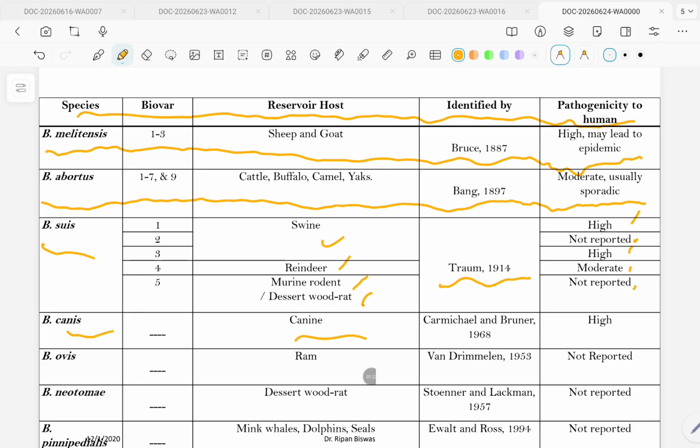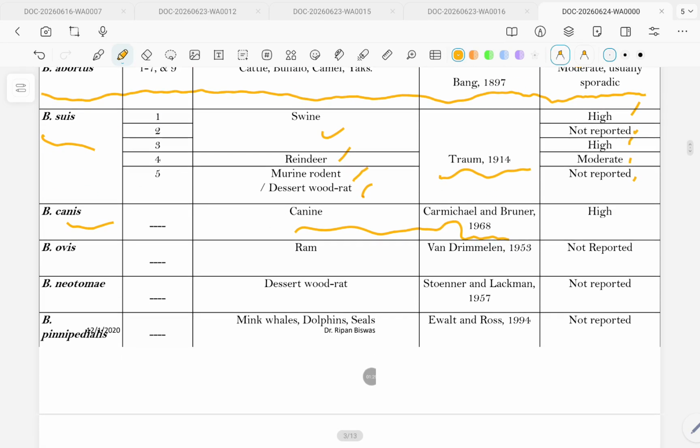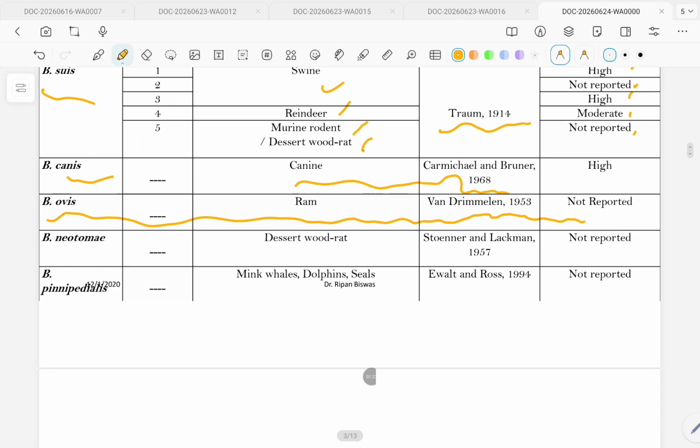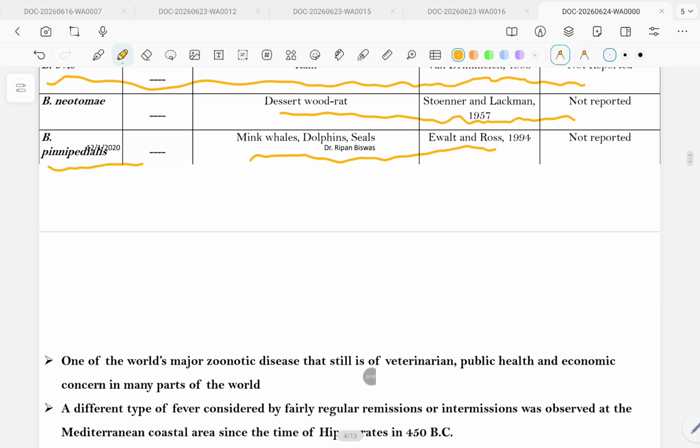Brucella canis, canine, Carmichael and Bruner, 1968, high. Brucella ovis, ram, Van Drimmelen, not reported. Brucella neotomae, desert wood rat, Stoenner and Lackman, not reported. Brucella pinnipedialis, minke whale, dolphin, seal, Foster and Ross, 1994, not reported.